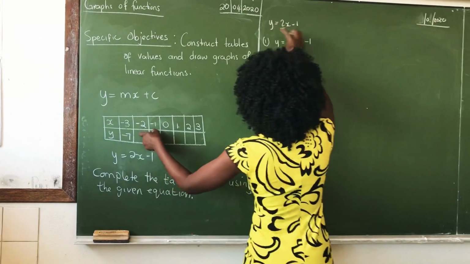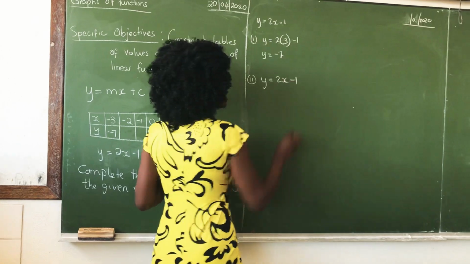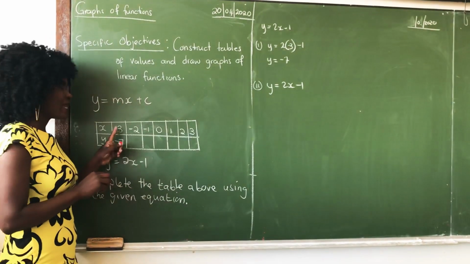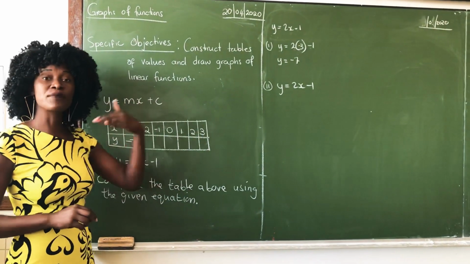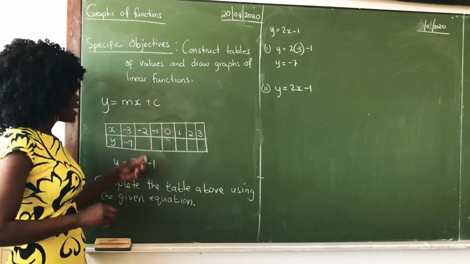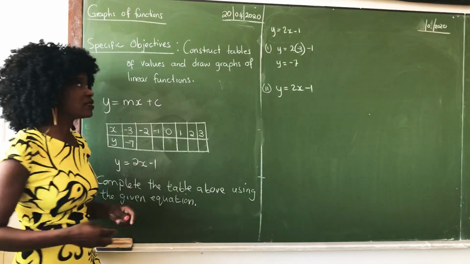Using the same equation, y equals 2x minus 1. So the value of x is no more -3, but the value of x is now -2. So it keeps on changing. That's why it is regarded as an independent variable. Now the value of y depends on what the value of x is.